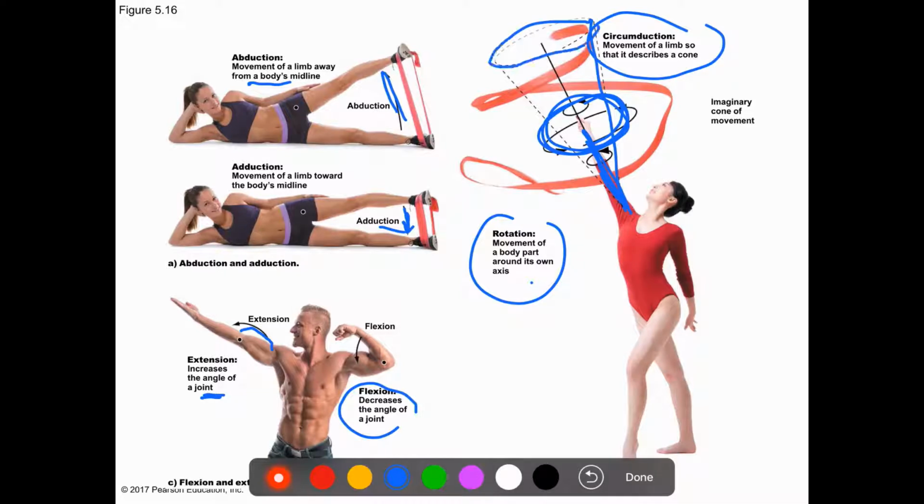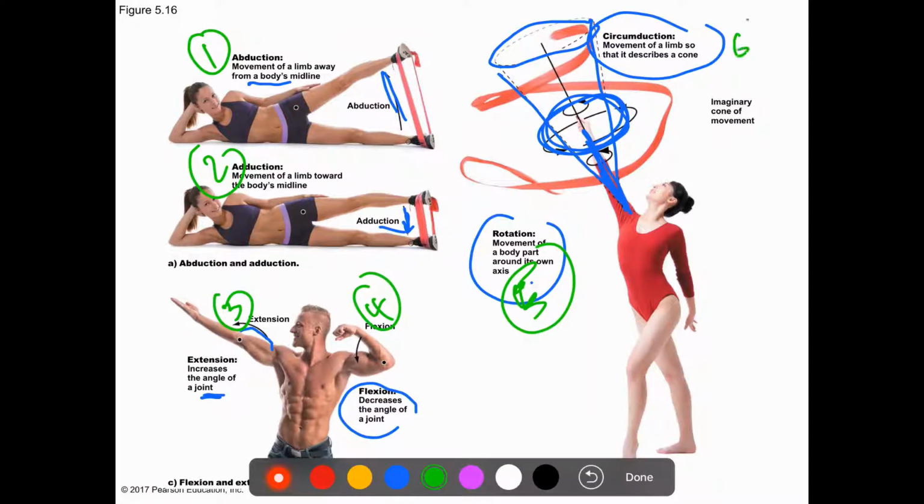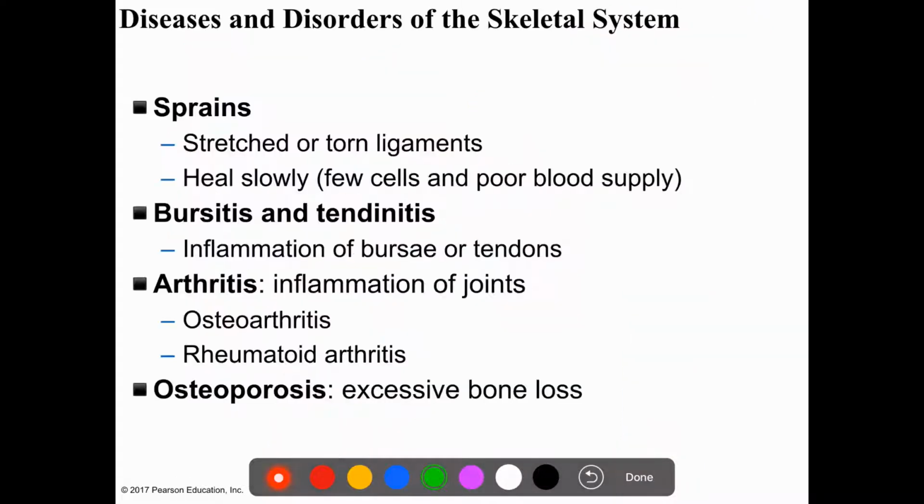So all of this is circumduction. Okay, so these are maybe six different types of movement: abduction, adduction, flexion, extension, then rotation, and circumduction. These are the movements you need to be aware of about joint movement.